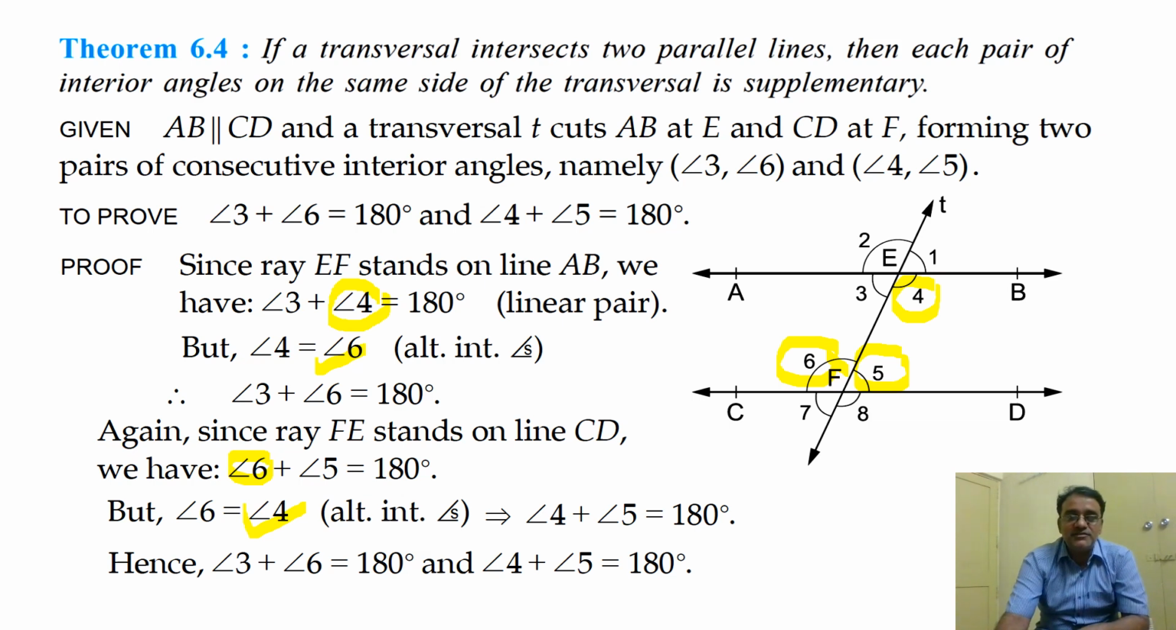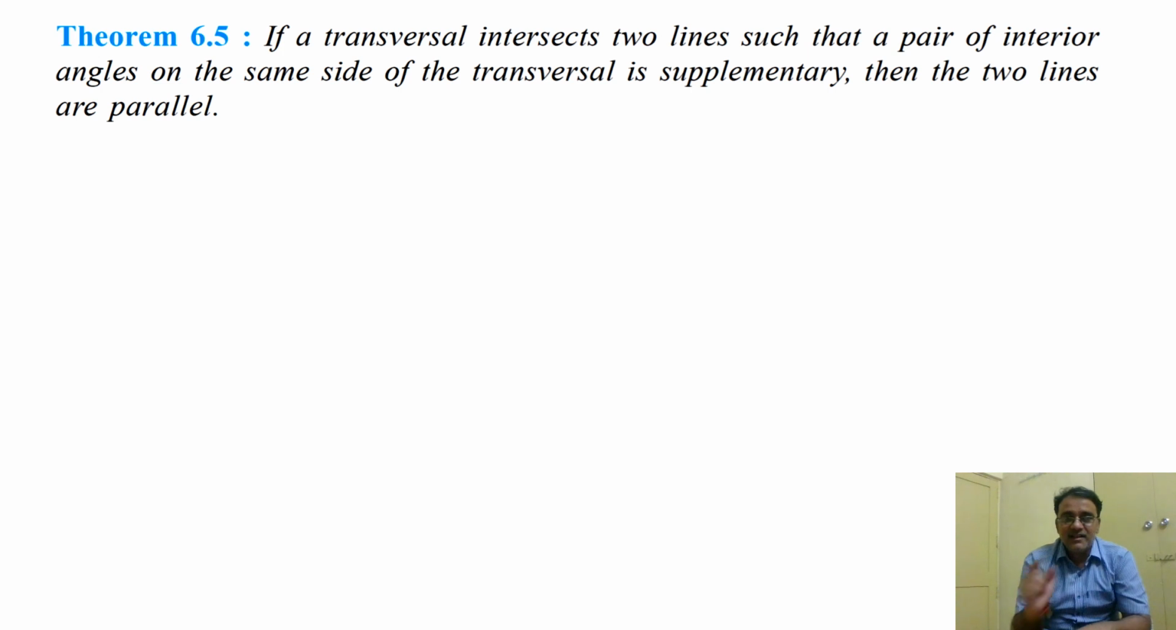Now we'll move towards theorem 6.5. If a transversal intersects two lines such that a pair of interior angles on the same side of the transversal is supplementary, then the two lines are parallel. पिछले theorem का converse है ये. Now in the previous theorem what was there? If lines are parallel, then the sum of co-interior angles on the same side of the transversal is 180 degree. Now here sum is 180 degree is given and we have to show that the lines are parallel.